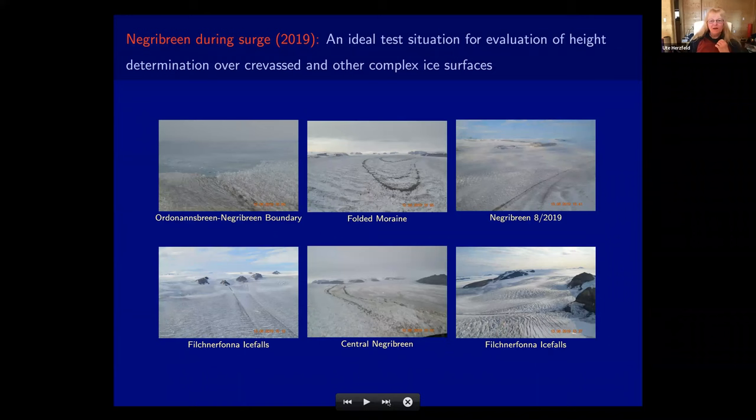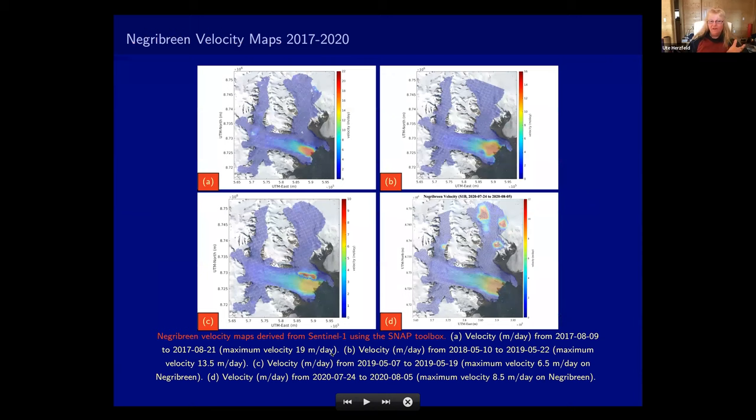Okay, so now here are velocity maps made from Sentinel. These ones are made by Tom Trano, but we're working also with Adrian Luckmann on more general ones, where he takes a different approach to making these velocity maps. Ours try to capture events, while his are more systematic. Regardless, you see the acceleration starting here and then expanding further into the Negribreen glacier system, while the overall velocity subsides a bit. So the highest velocities are 22 meters in 2017, and then the surge keeps affecting more area while getting slower overall.